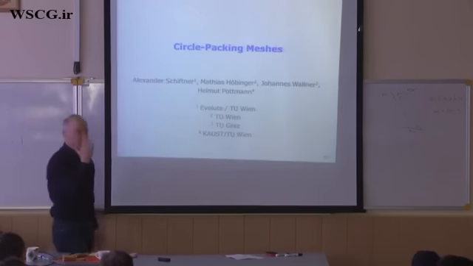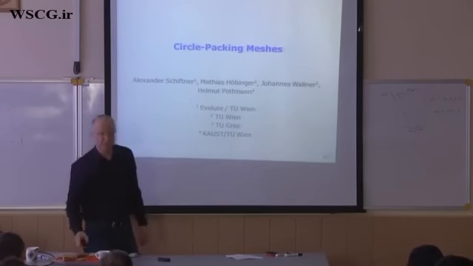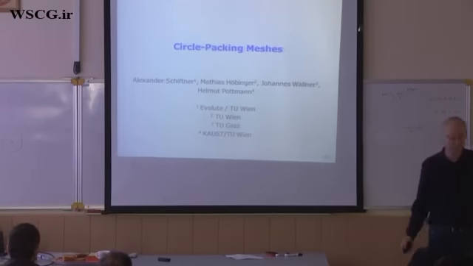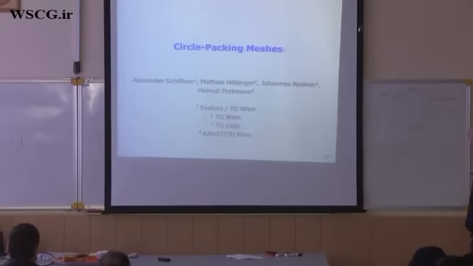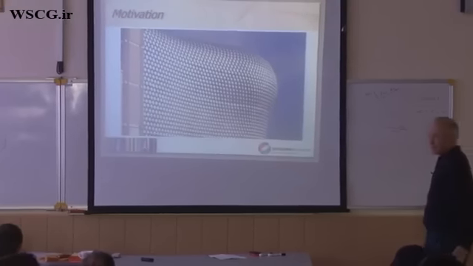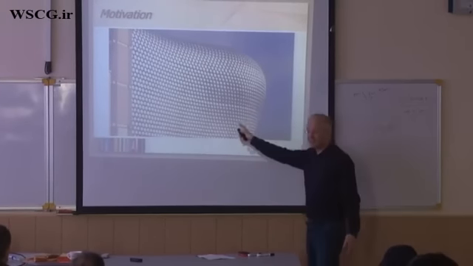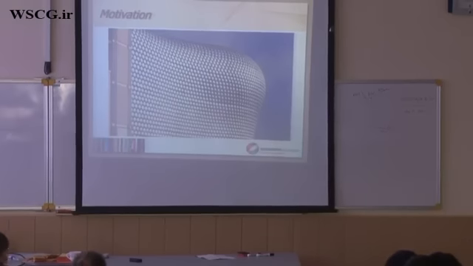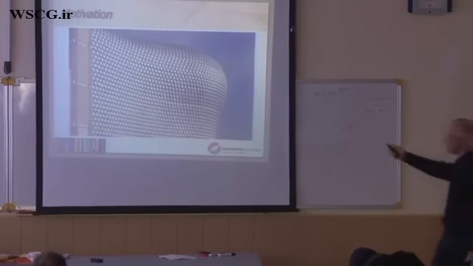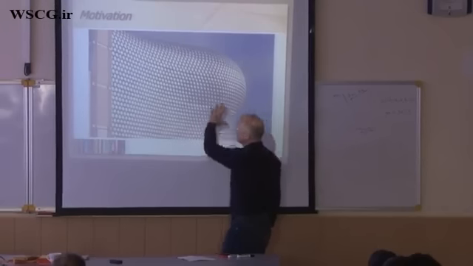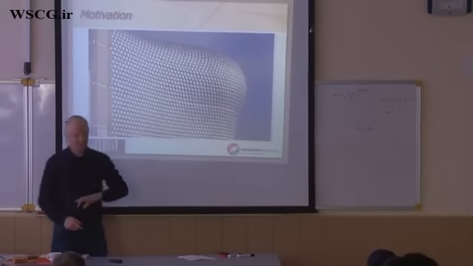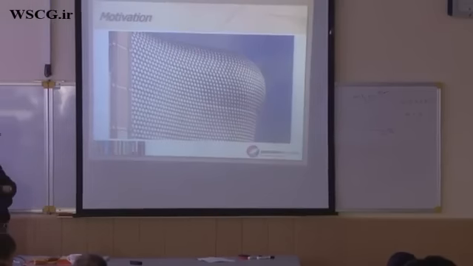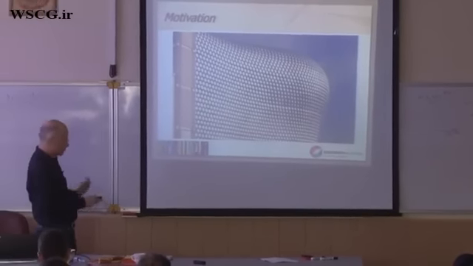We call this circle packing meshes. This is more discrete stuff, so it will be liked by computational geometers, hopefully. Now, we were inspired by a building in Birmingham that looks like this. It is arguable whether it is beautiful or not, but I don't care. It is a nice mathematical structure, and it is a kind of circle packing on the surface of this double curved architectural skin.